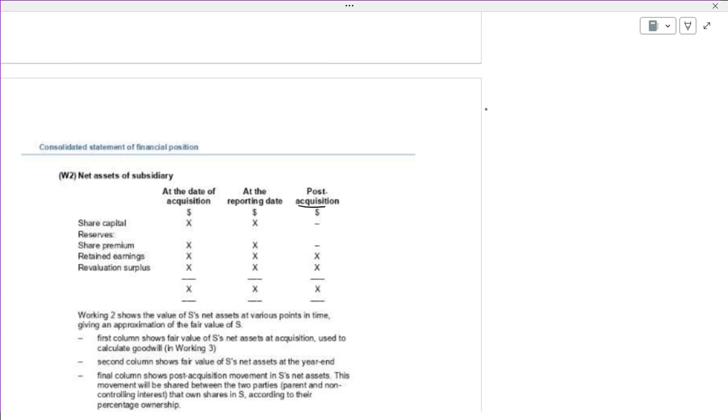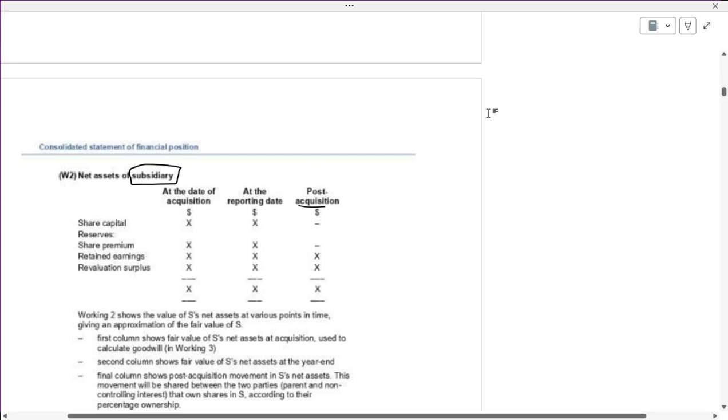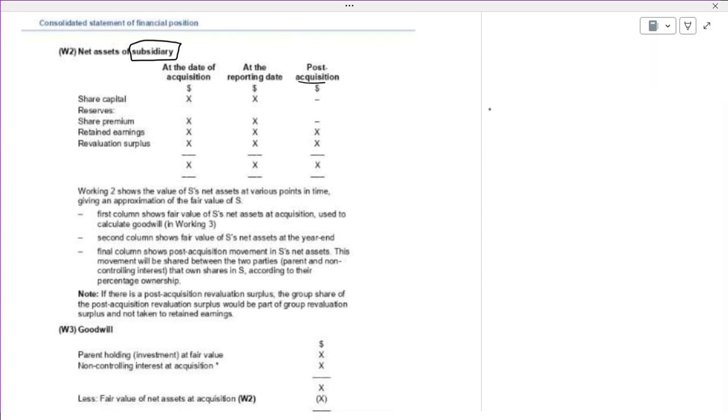Date of acquisition and reporting date. You will have the share capital, the same as whatever is given. This we will take only of the subsidiary. I am repeating and giving that message clearly. The only thing is we will take the subsidiary. We will not touch anything of the parent. Anything we will add to the parent company, but we will not do any calculations on the parent company. Working 2 shows the net value of net assets at various points in time.